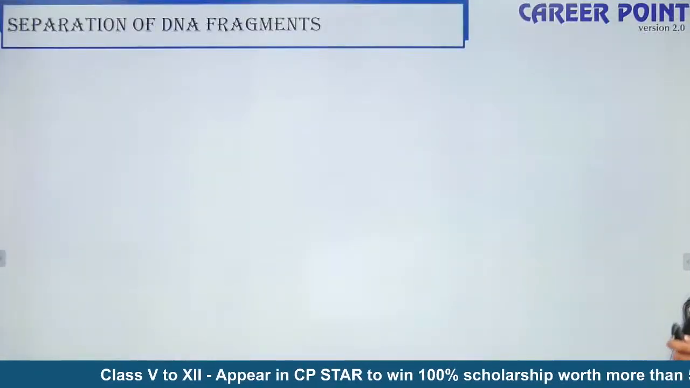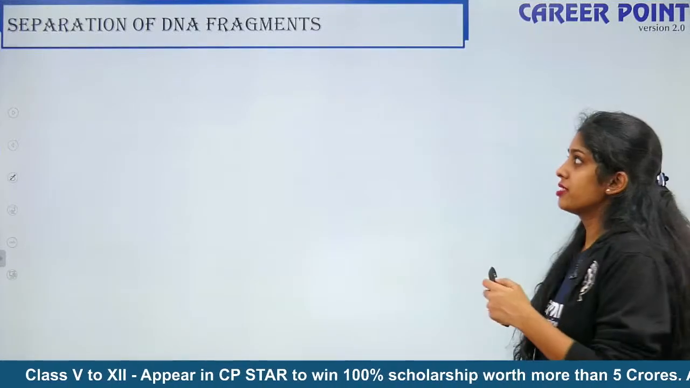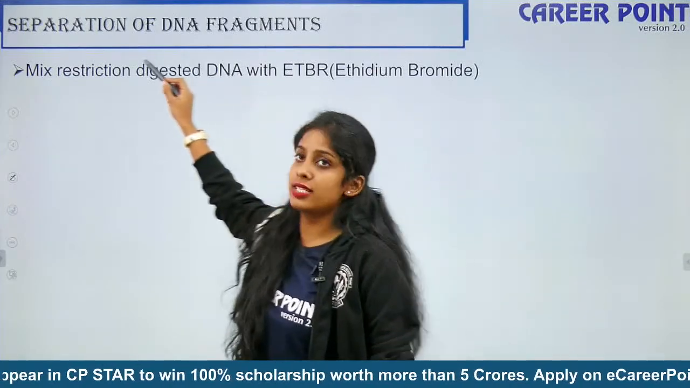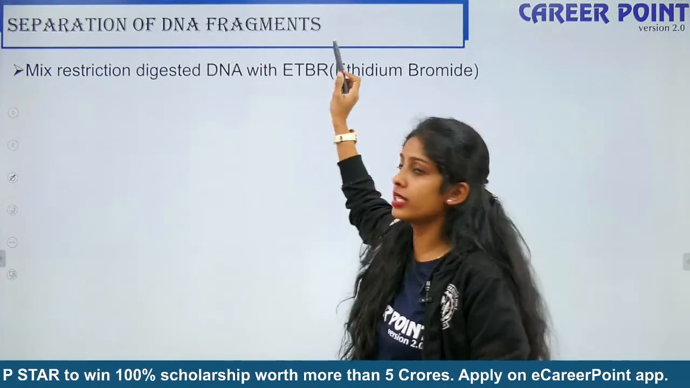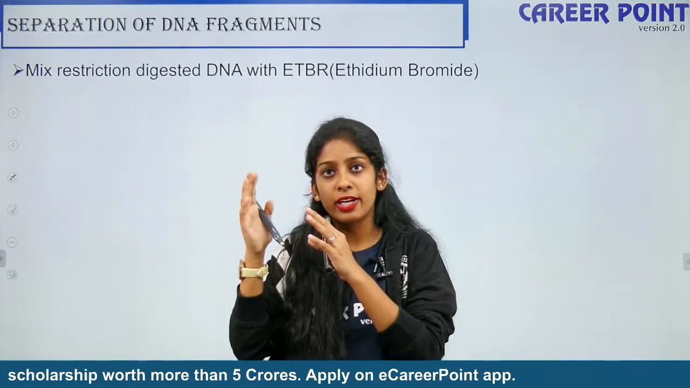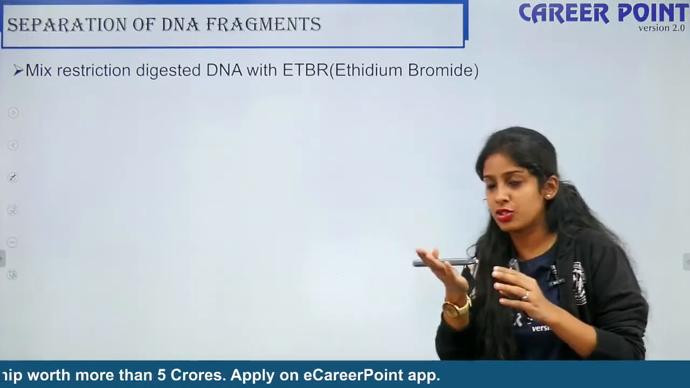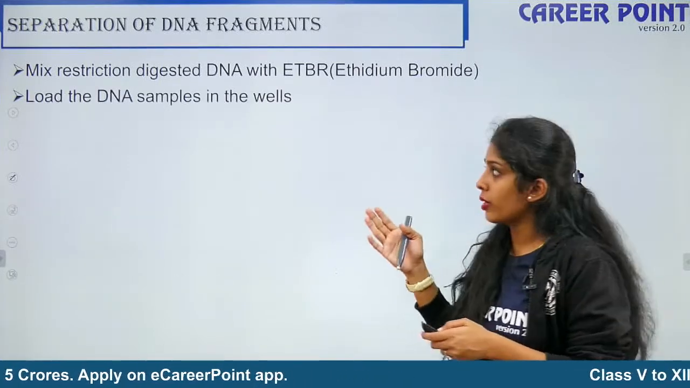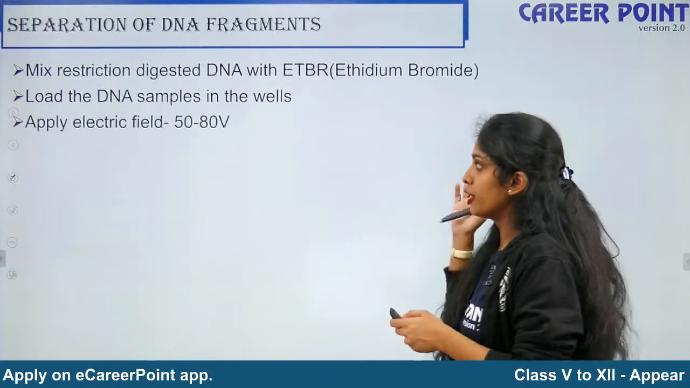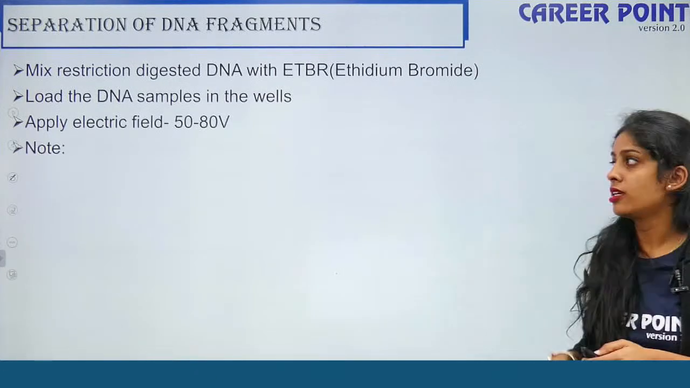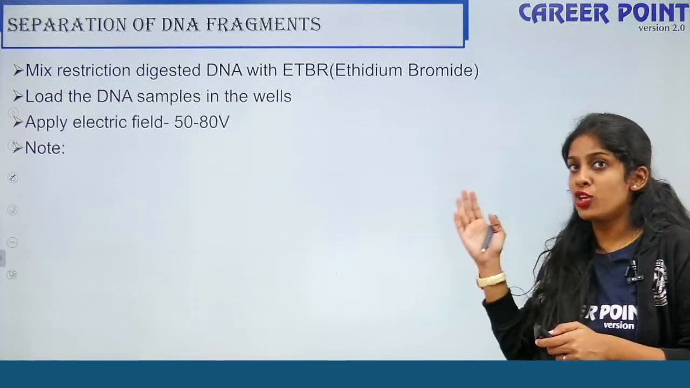Okay. So going forward, now you have separated your DNA fragments. So how did you do it? You don't mix the restriction digested DNA with ETBR. The ETBR is already added with your gel. That is how you make the gel. After it is done, you load the DNA samples in the well. Once you have loaded, you apply an electric field and you let the setup run. After that, you view the bands.